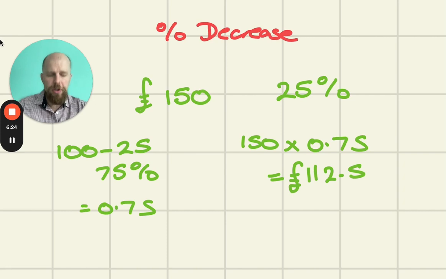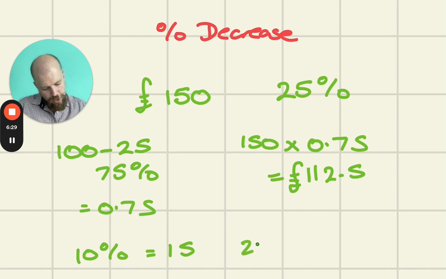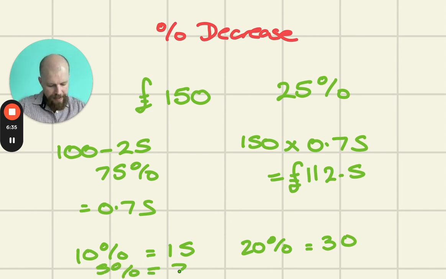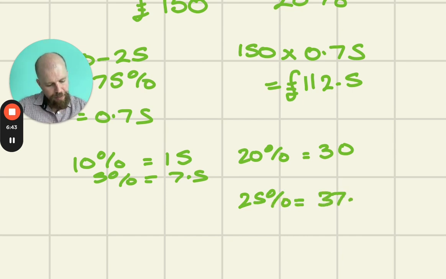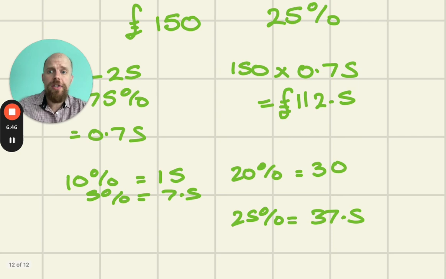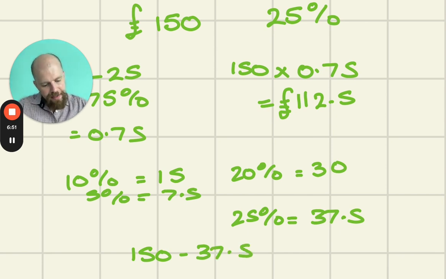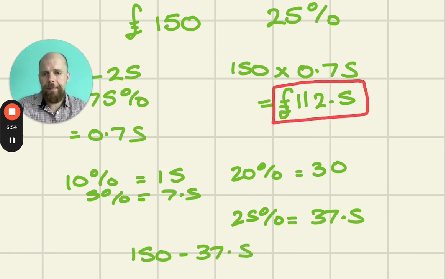But if you don't spot it, you can again find 10%, which would be 15. So 20% is 30, 5% is 7.5. So we can add those together, 20 plus 5, giving me 25%, being 37.5. Now, because it's a decrease and not an increase, you're subtracting it. So I do 150 minus 37.5. And again, that will give me the same answer. With a calculator, it's much, much easier. Without a calculator, not too bad. We can just find 10%, 1%, and kind of go from there.